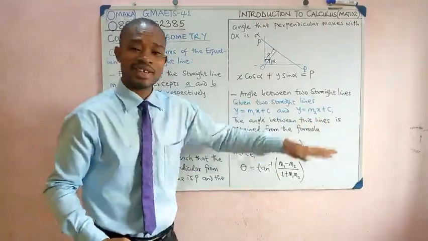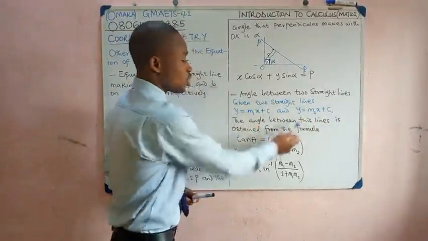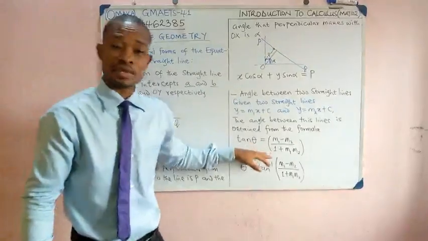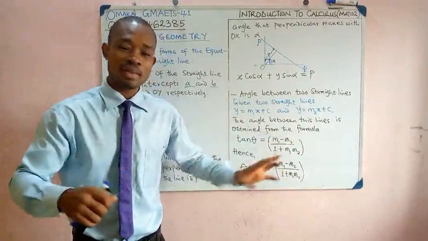These are the standard equations of a straight line. You have to calculate the angle between these two lines. So the formula you use is this: tan theta equals m1 minus m2 all over 1 plus m1 times m2, where these m's are the gradients of the lines.